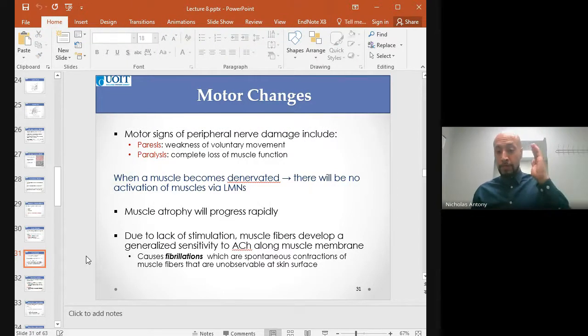Involuntary contractions happen because of this right here, fibrillations. Because if we have denervation, there's no descending command. There's no release of acetylcholine. So the muscle is going to upregulate acetylcholine receptors, and with an increase in the number of receptors, sometimes there's going to be acetylcholine floating around the body, and it'll react and cause these involuntary small twitches, very small.